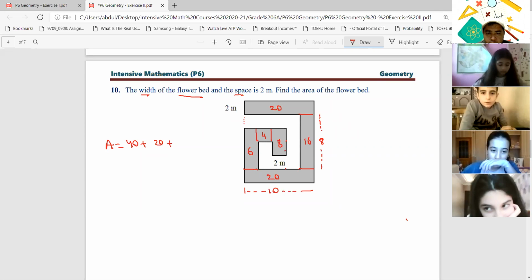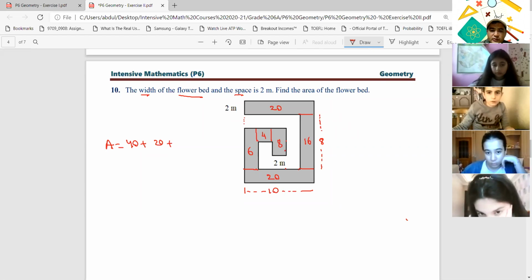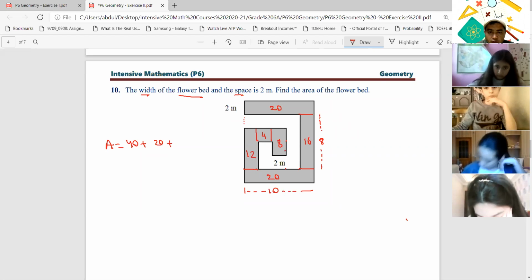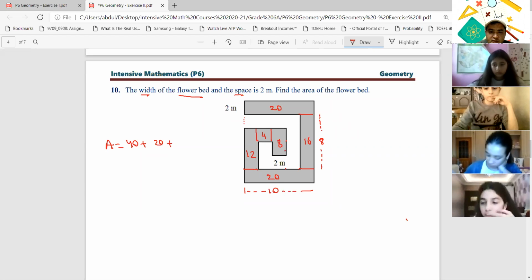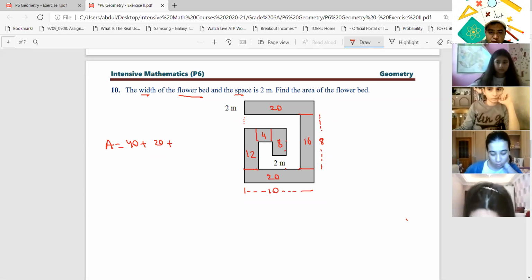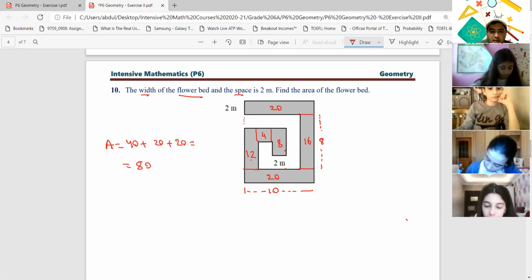Okay. 1, 2, 3, 6. 6 times 2. This should be 12, right? Okay, this should be 12. All right. 20 plus 20, it is 40. Here we have 16 plus 4, 20. 8 plus 12, it is also 20, which is equal to 80 centimeters squared.